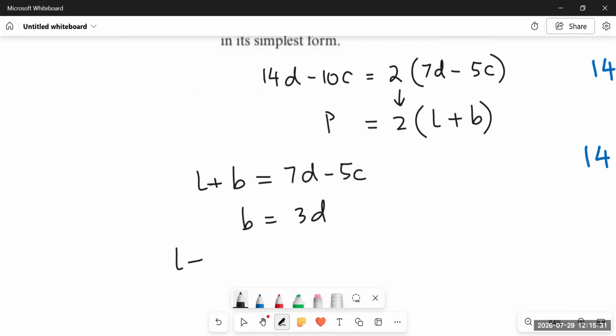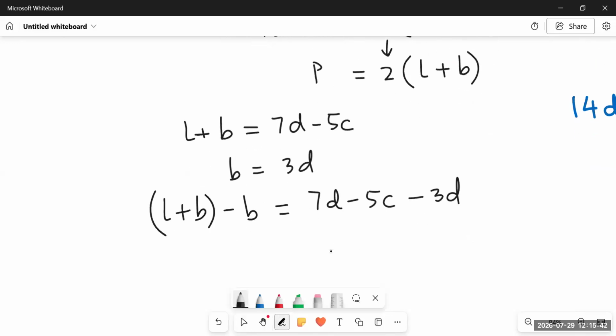So if we subtract breadth from both sides, what are we doing? We are subtracting breadth from both sides. Here we have taken minus b, just subtracting breadth from here. And here we are subtracting 3d because breadth is equal to 3d. So breadth will cross out breadth and we are left with length equal to 7d minus 4d... that is, 4d minus 5c. So this is the length.